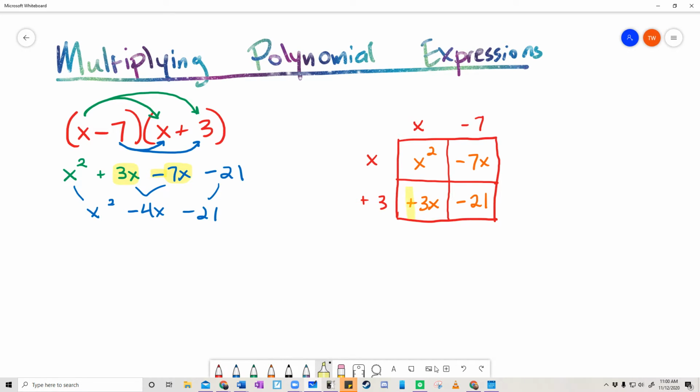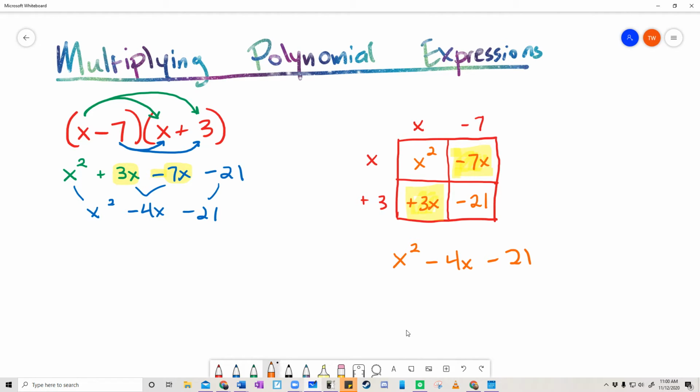Then you want to look for like terms within the box and add them together. So don't multiply these, add these. So negative 7x plus 3x will combine to give me negative 4x. So my final answer will be x squared minus 4x minus 21. Two ways to do the same problem.